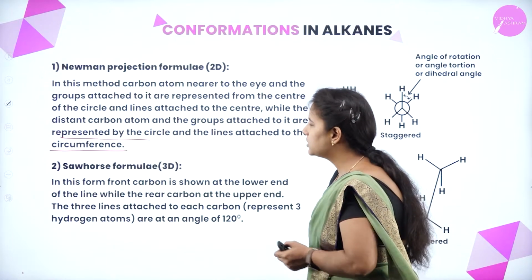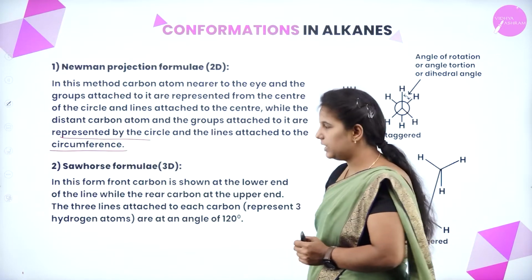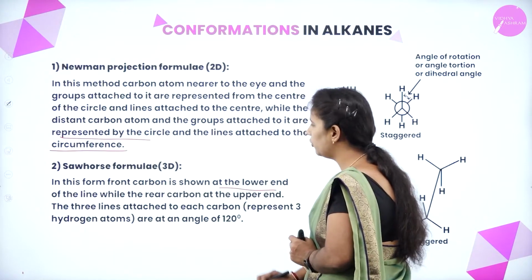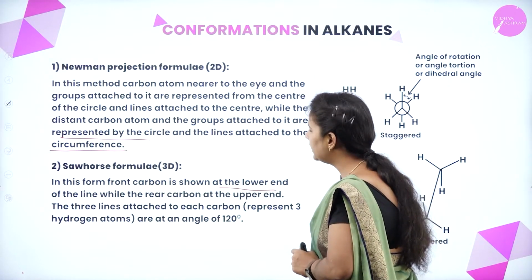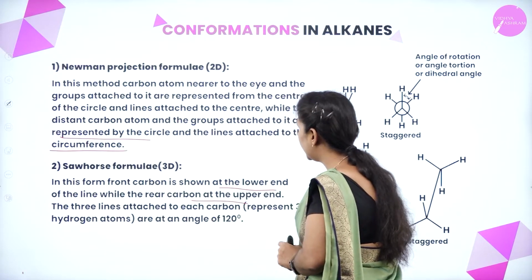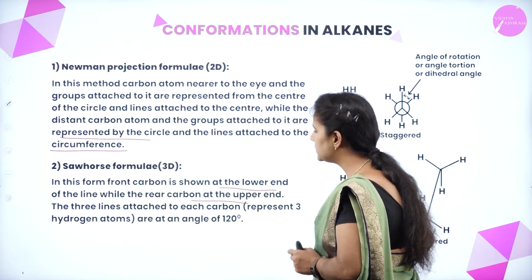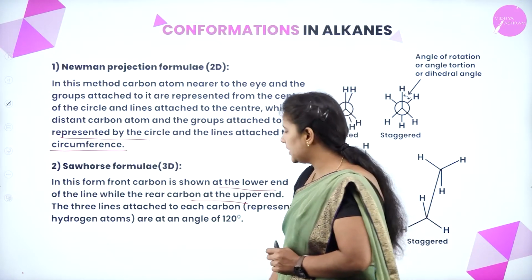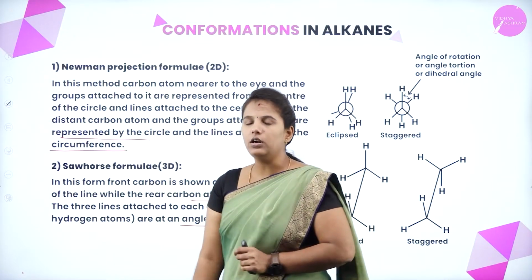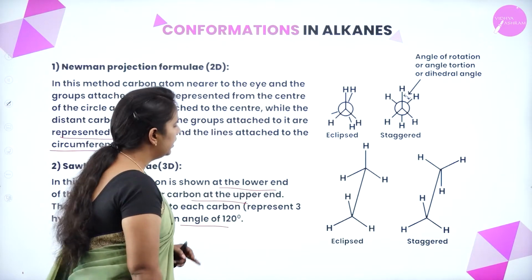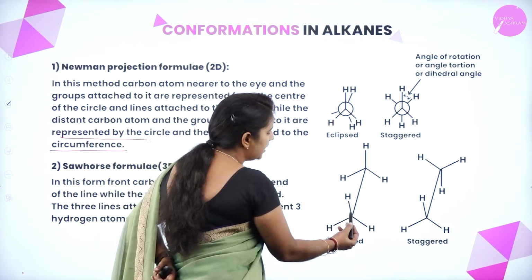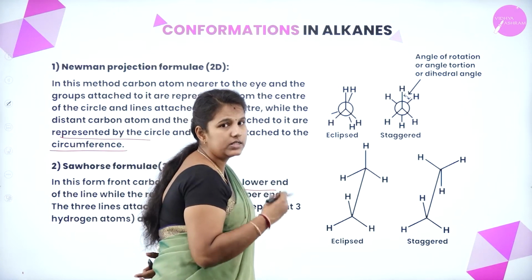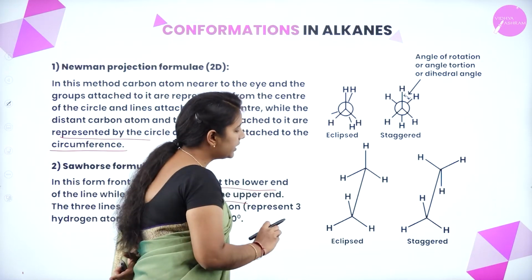Whereas in the Saw-Horse formula, that is, in the 3D structure, the front carbon atom is shown at the lower end of the lines, while the rear carbon atom is at the upper end. And the 3 lines attached to each carbon atom represent the 3 hydrogen atoms, and the bond angle will be around 120 degrees. Here you can see an eclipsed form of ethane and a staggered form of ethane, which I have written in the staggered conformation. How to write this?